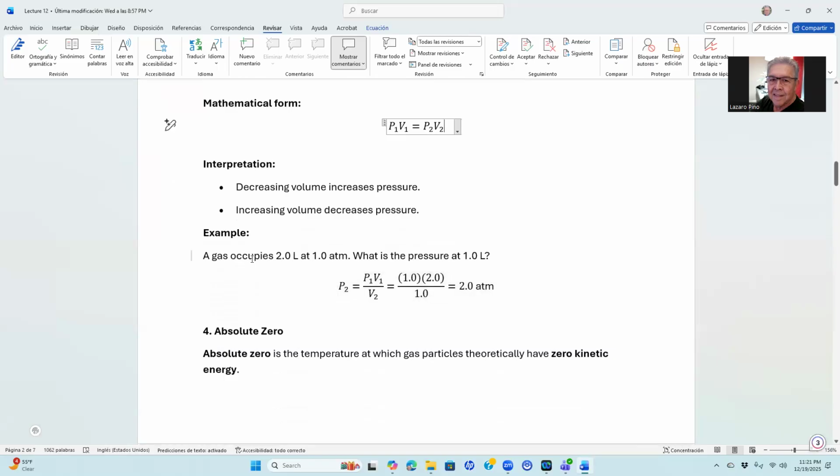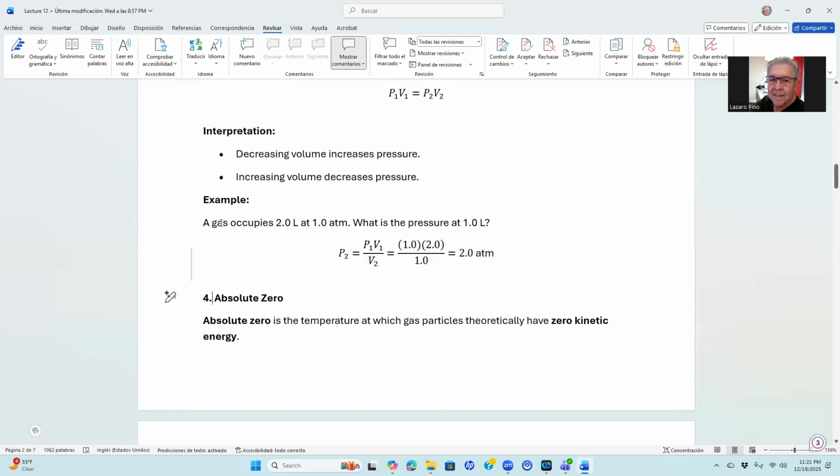Example: a gas occupies 2 liters at 1 atmosphere. What is the pressure at 1 liter? Then what you do, you are looking for the pressure, P2 equals P1 V1 divided by V2, which is equal to 2 atmospheres. Let's see what absolute zero is.